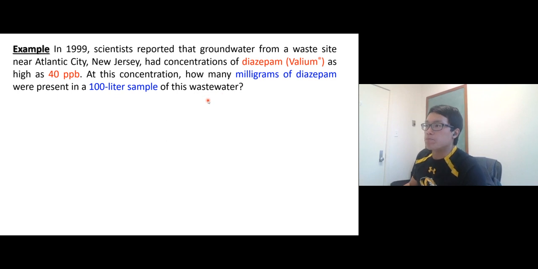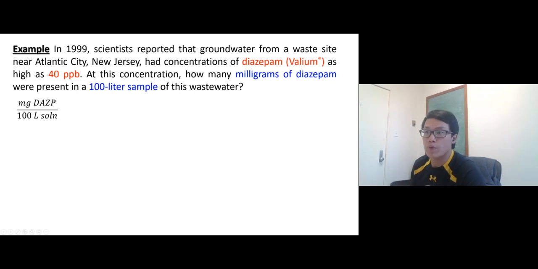So we want to know milligrams per 100 liter sample, that's the unit that we want. Milligram of the medicine per 100 liter solution. What we have is 40 ppb. But if you write 40 ppb like that, you can't really do anything with it, so you have to go to the definition of ppb. 40 ppb means 40 grams of the medicine over 10 to the 9th grams of solution. Parts per billion, the 10 to the 9th is billion.